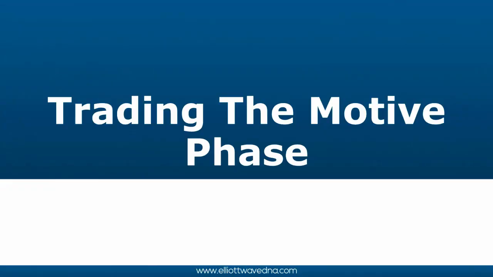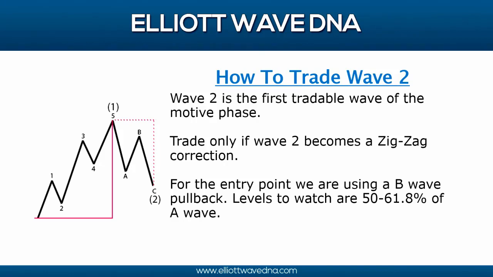Trading the multi-phase. How to trade Wave 2? Wave 2 is the first tradable wave of the multi-phase. Trade only if Wave 2 becomes a zigzag correction. For the entry point we are using a B-wave pullback. Levels to watch are 50 to 618 of Wave A.